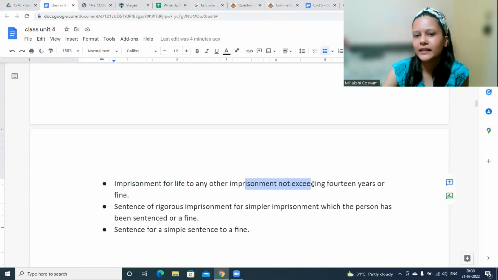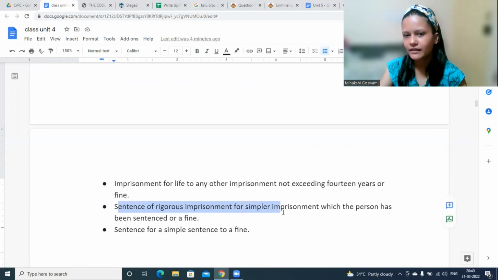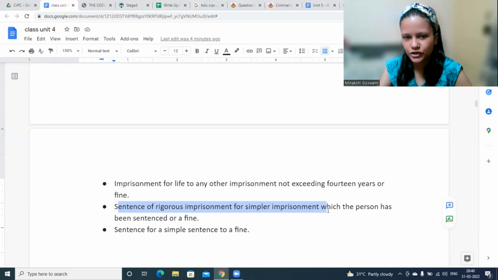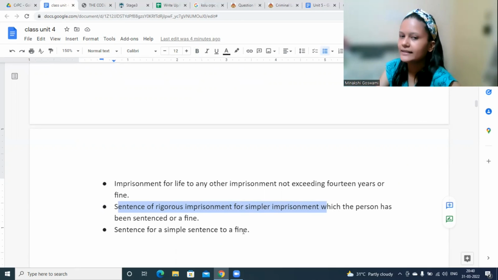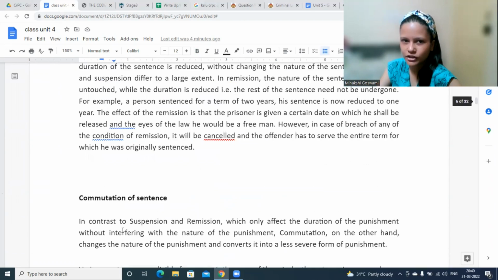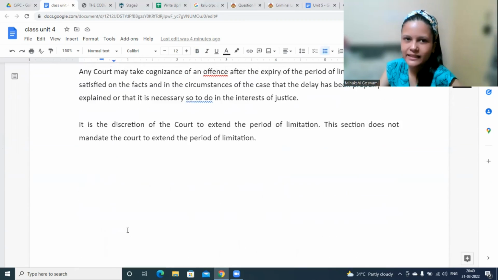Imprisonment for life to any other imprisonment, for example, imprisonment for 10 years, 12 years, like that. Sentence of rigorous imprisonment to simple imprisonment. From rigorous, we are making it simple imprisonment. Sentence of simple imprisonment to fine, from 3 years of imprisonment to only paying 5,000 rupees fine. Like that, we are changing the complete nature of the punishment itself. That is nothing but commutation. Okay. Is this part clear?